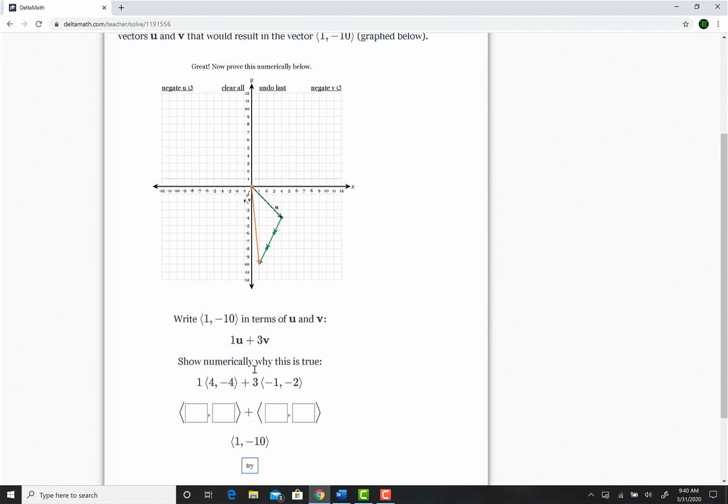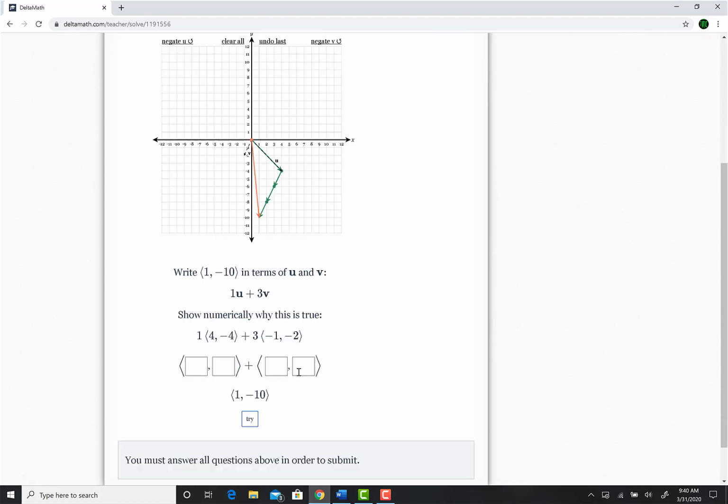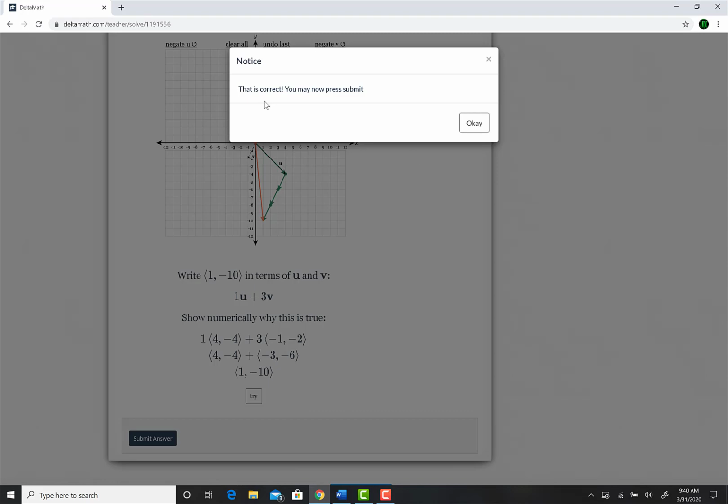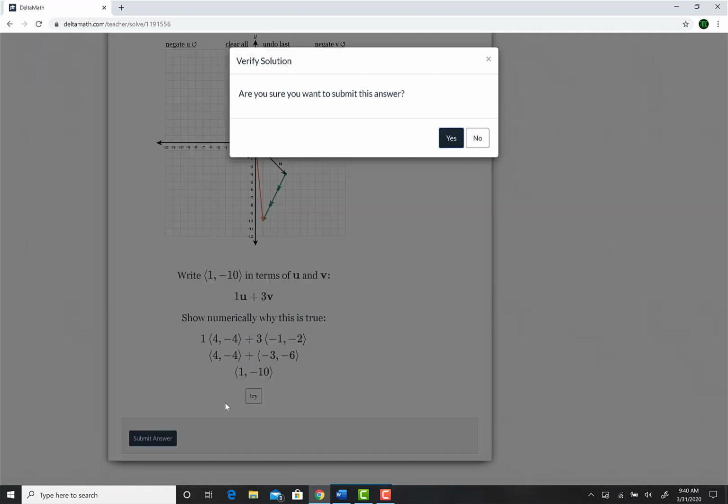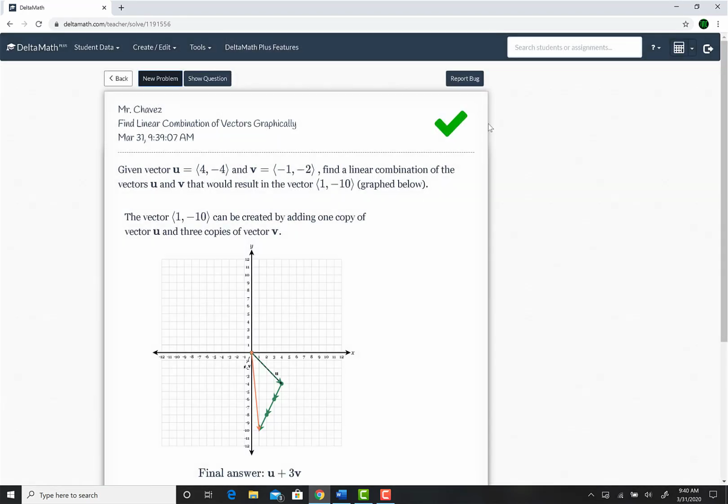So there it is. We push try. And then to show numerically why this is true, well, 1 times 4 is going to give you itself. 1 times anything is itself. And then 3 times negative 1 is negative 3. And then 3 times negative 2 is negative 6. And then when you add negative 4 and negative 6, that is negative 10. And then 4 plus a negative 3, that is 1. So there it is. It says correct. And then we submit. And yay.